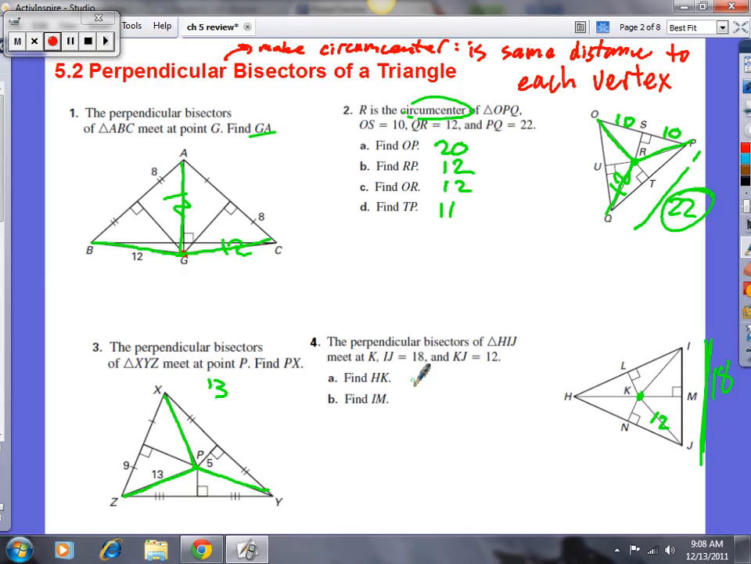How much distance goes from H to K? It's got to also be 12. And what about from I to M? If I to J is 18, this is halfway. Sweet, it's 9.